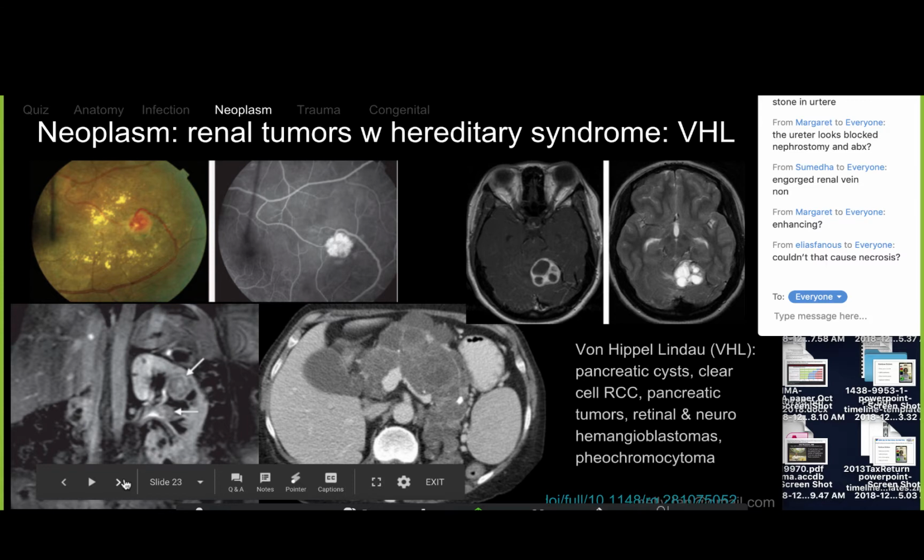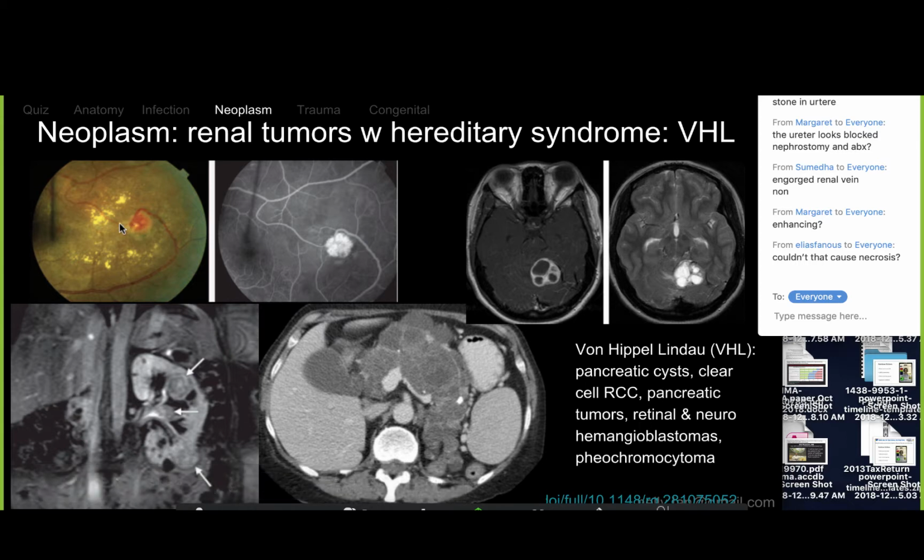So here are examples of manifestations of VHL. This is a retinal hemangioblastoma. It's a benign tumor of vascular origin, and this is what it looks like.